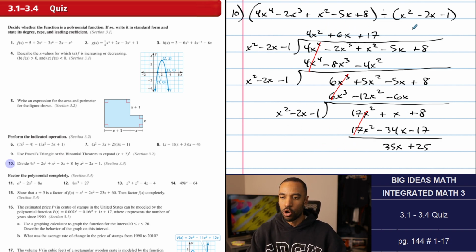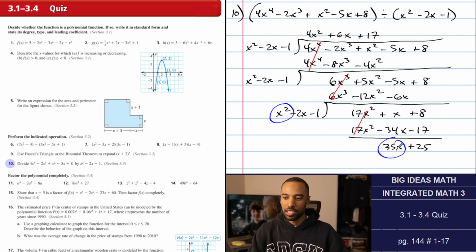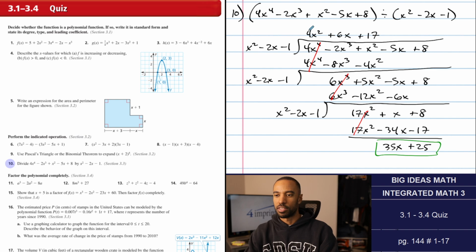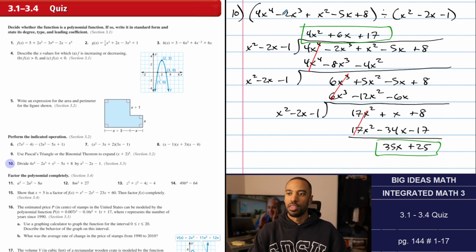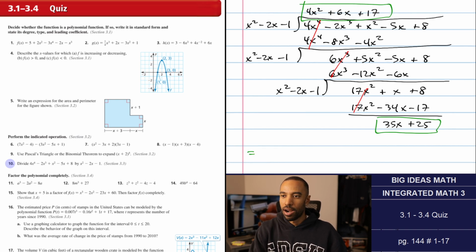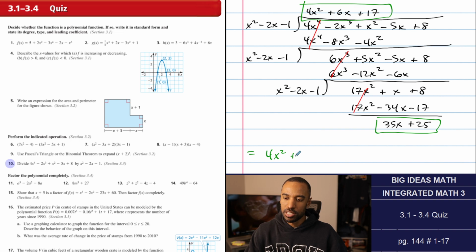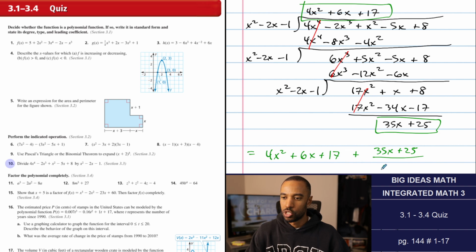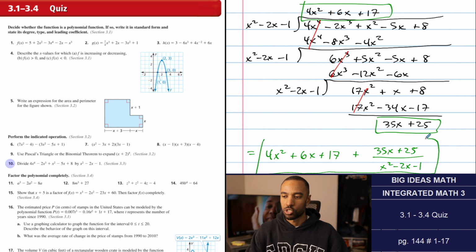X squared cannot go into 35x because this is a smaller degree than that. So this is your remainder that you're looking at right here. Your final result uses these two things together. This divided by this equals 4x squared plus 6x plus 17 with a remainder of 35x plus 25. But we don't just write those. The remainder is the portion of the fraction that couldn't divide out. So it is still a fraction itself, dividing by our divisor that we had, so the x squared minus 2x minus 1.